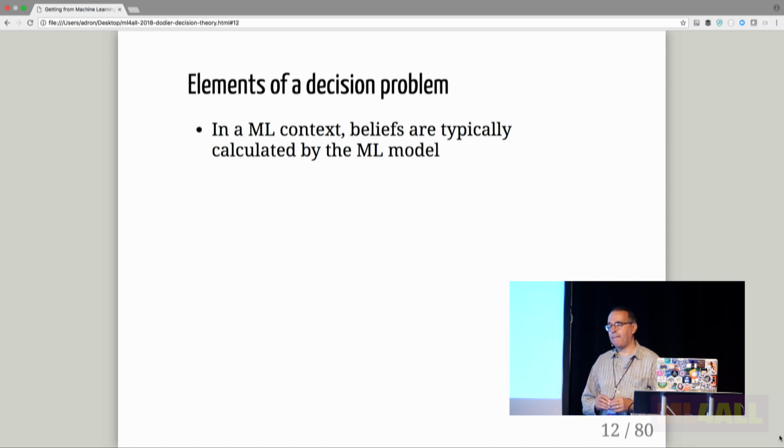So when we are working in a machine learning context, typically the beliefs are going to be calculated by our machine learning model. So, for instance, in the examples that I was presenting before, the machine learning model might be calculating something about the reaction of a user to an advertisement.